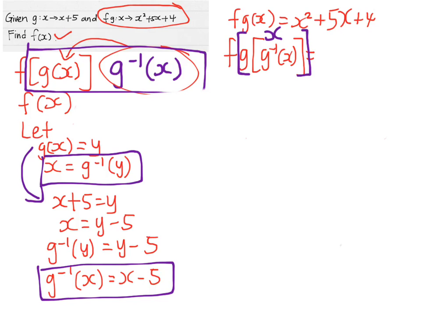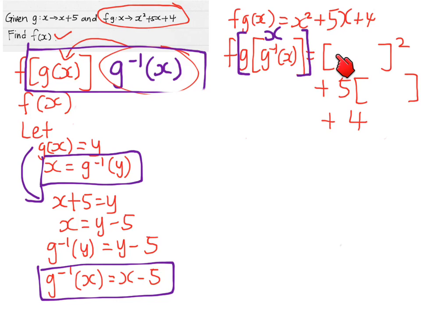Okay, when I substitute g inverse into the x, what will happen to all the x over here? All the x over here, you have to substitute g inverse into it also. So now we got x squared plus 5x plus 4. So this is x squared plus 5x plus 4. Okay, now x becomes g inverse.